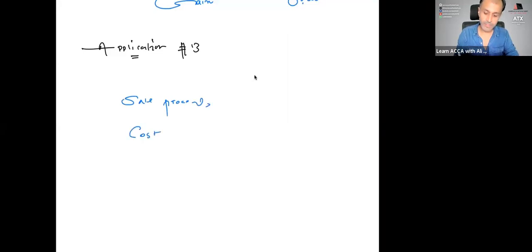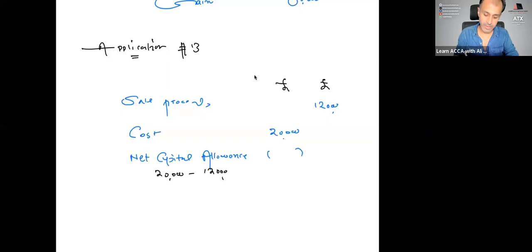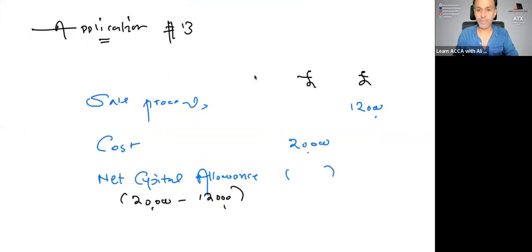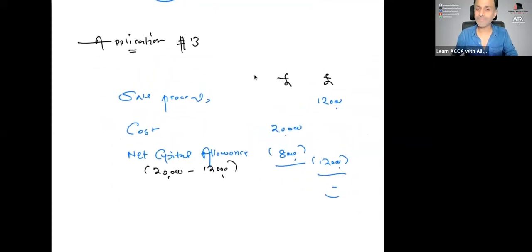So cost will be adjusted. We'll have to take the proceeds into the outer column and the cost in the inner column. And then we'll try to adjust the cost with the net capital allowance. The net capital allowance equals cost minus proceeds. This is how the net capital allowances are computed, cost minus proceeds, which will end up getting us to the same answer that we even have above, and automatically it has produced what? No loss.